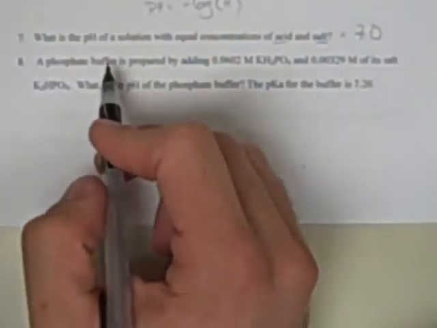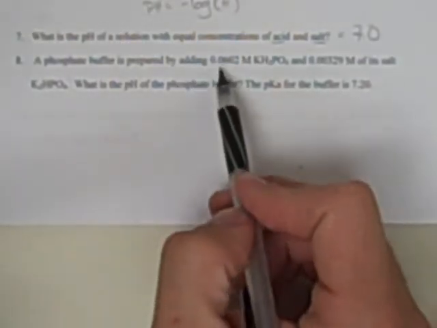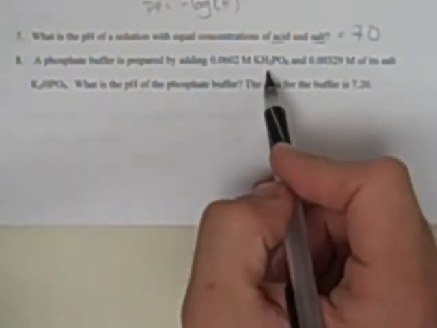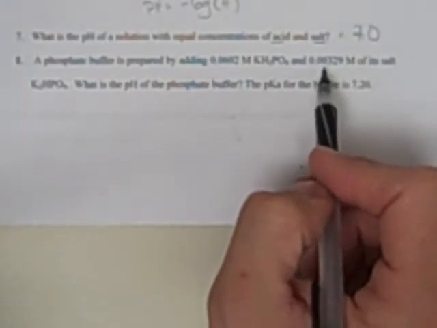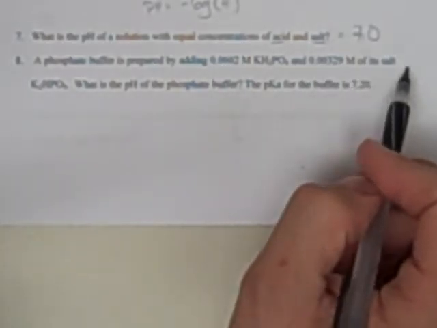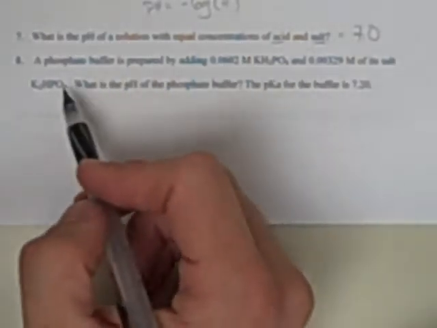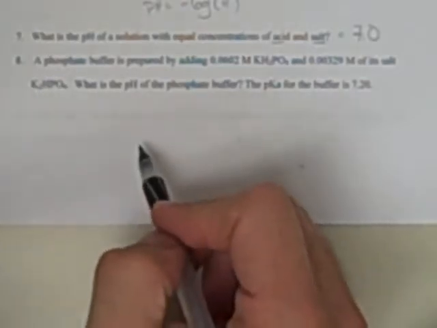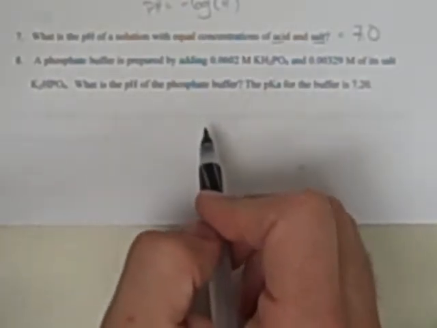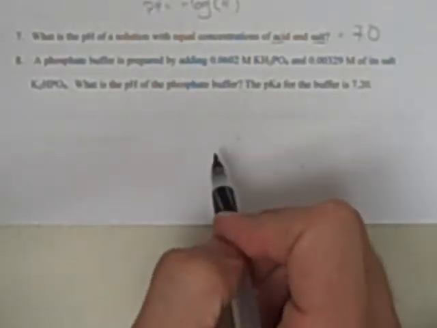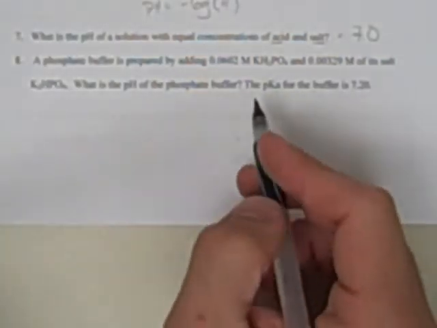Okay, so number 8 says a phosphate buffer is prepared by adding 0.0602 moles of KH2PO4 and 0.00329 moles of its conjugate base or its salt, K2HPO4. What is the pH of this phosphate buffer? I know that the pKa for the buffer is 7.2.